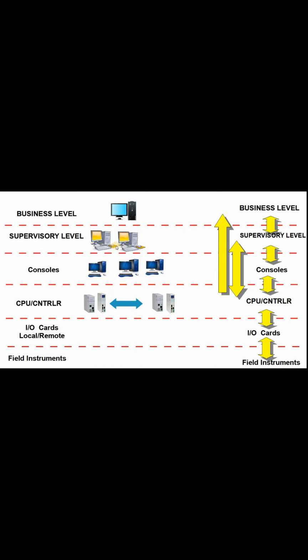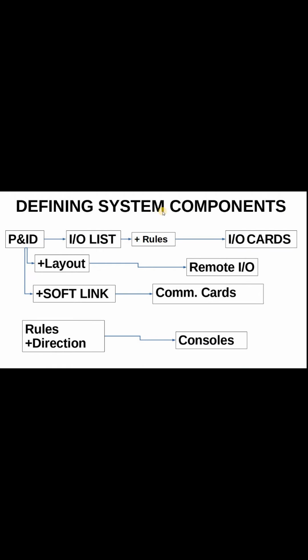The supervisory level and the business level are not mandatory. In some cases you will find them, in other cases you may not find them at all. Defining the system components, like the I/O cards, whether they are remote or local in the marshalling cabinet, how many communication cards, how many consoles, all this we will discuss in detail in different videos.